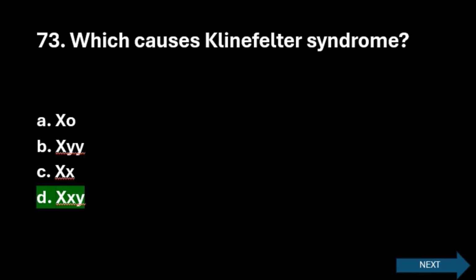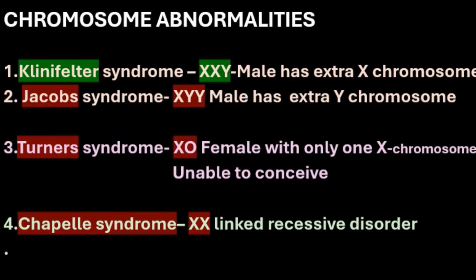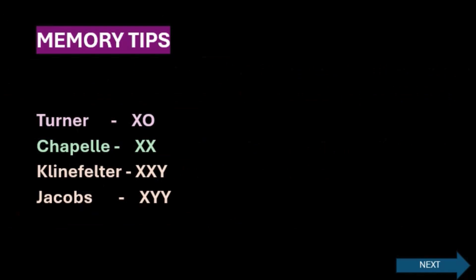Chromosome abnormalities. Klinefelter syndrome is XXY. Male has an extra X chromosome. Jacob syndrome is XYY. Male has an extra Y chromosome. Turner syndrome is XO, that is female with only one X chromosome, unable to conceive in this condition. Chapelle syndrome is XX, an X-linked recessive disorder. So the memory tips: Turner XO, Chapelle XX, Klinefelter XXY, Jacobs XYY.